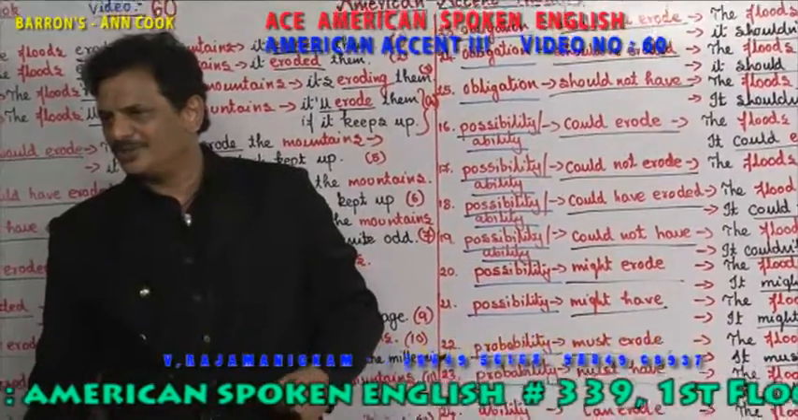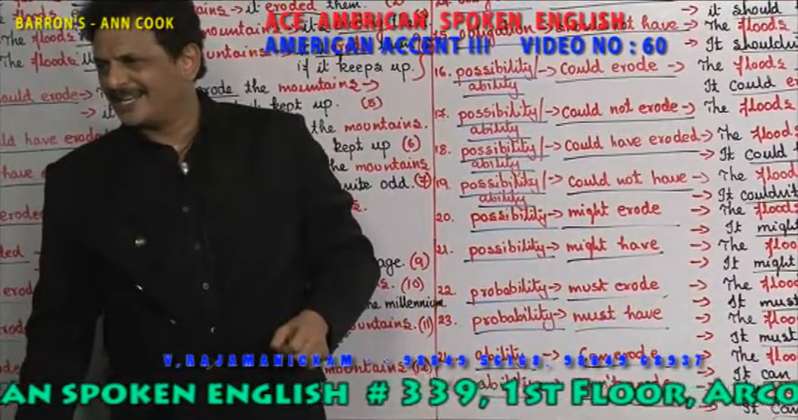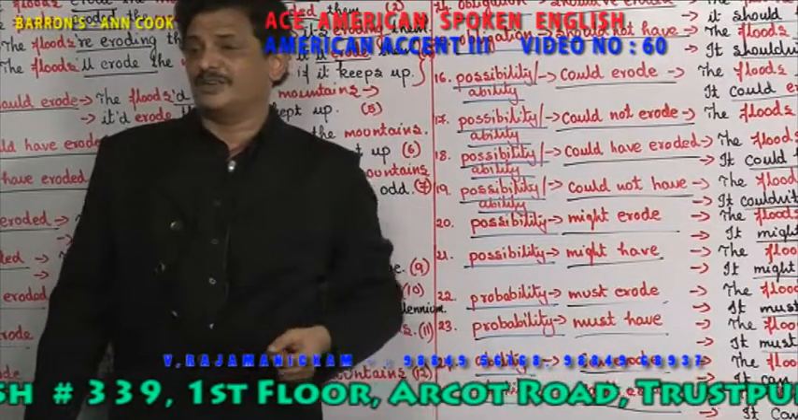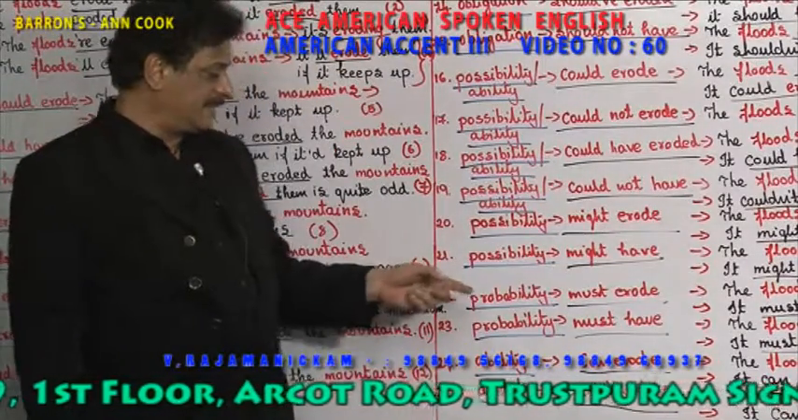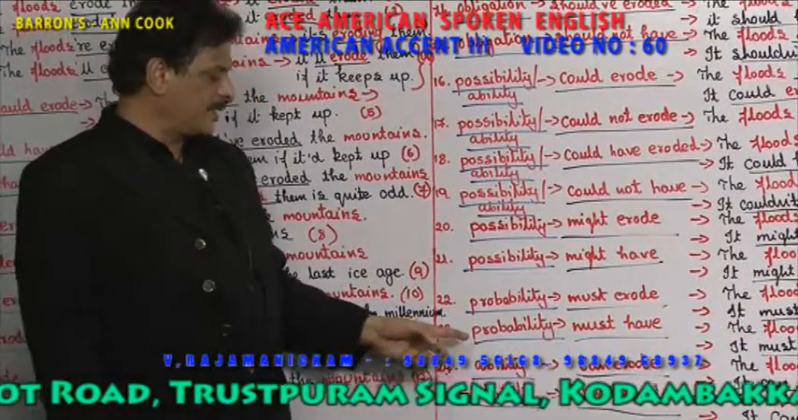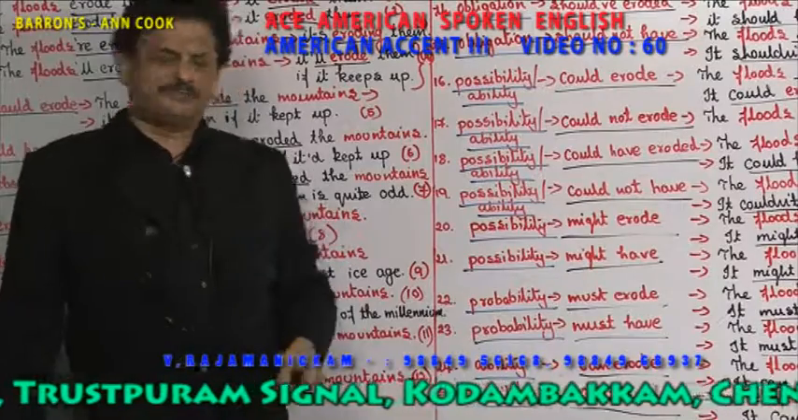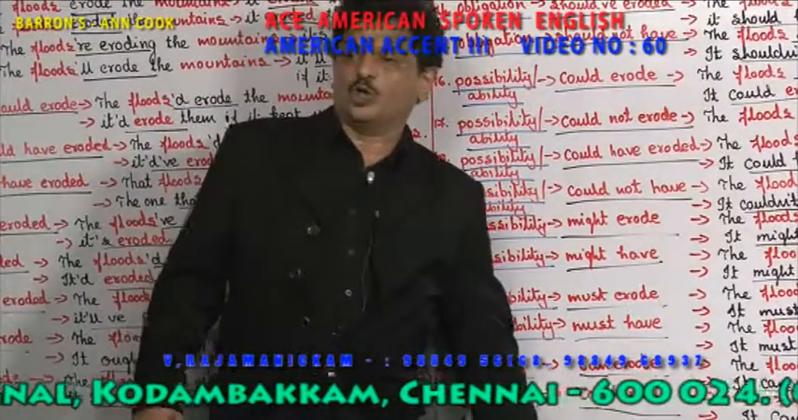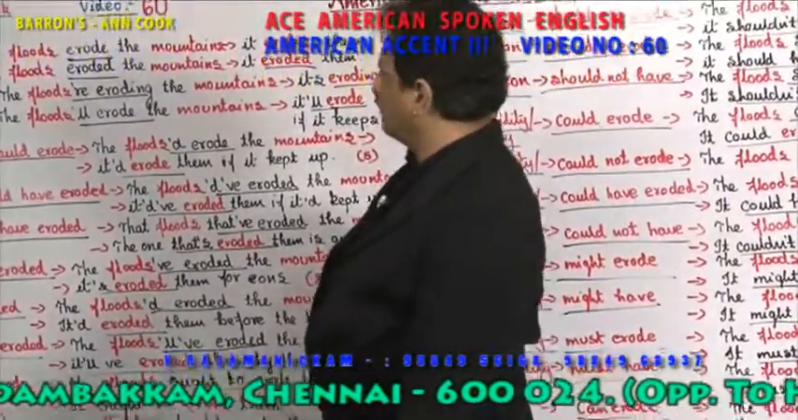Probability, probably I must study. Is it a surety or possibility? Probability. You are not sure about yourself. You are conditioning yourself. I must study. So what is that? Probability. Probability means fewer chances. Probability: I must have. Ability: can erode. Ability: can't erode.